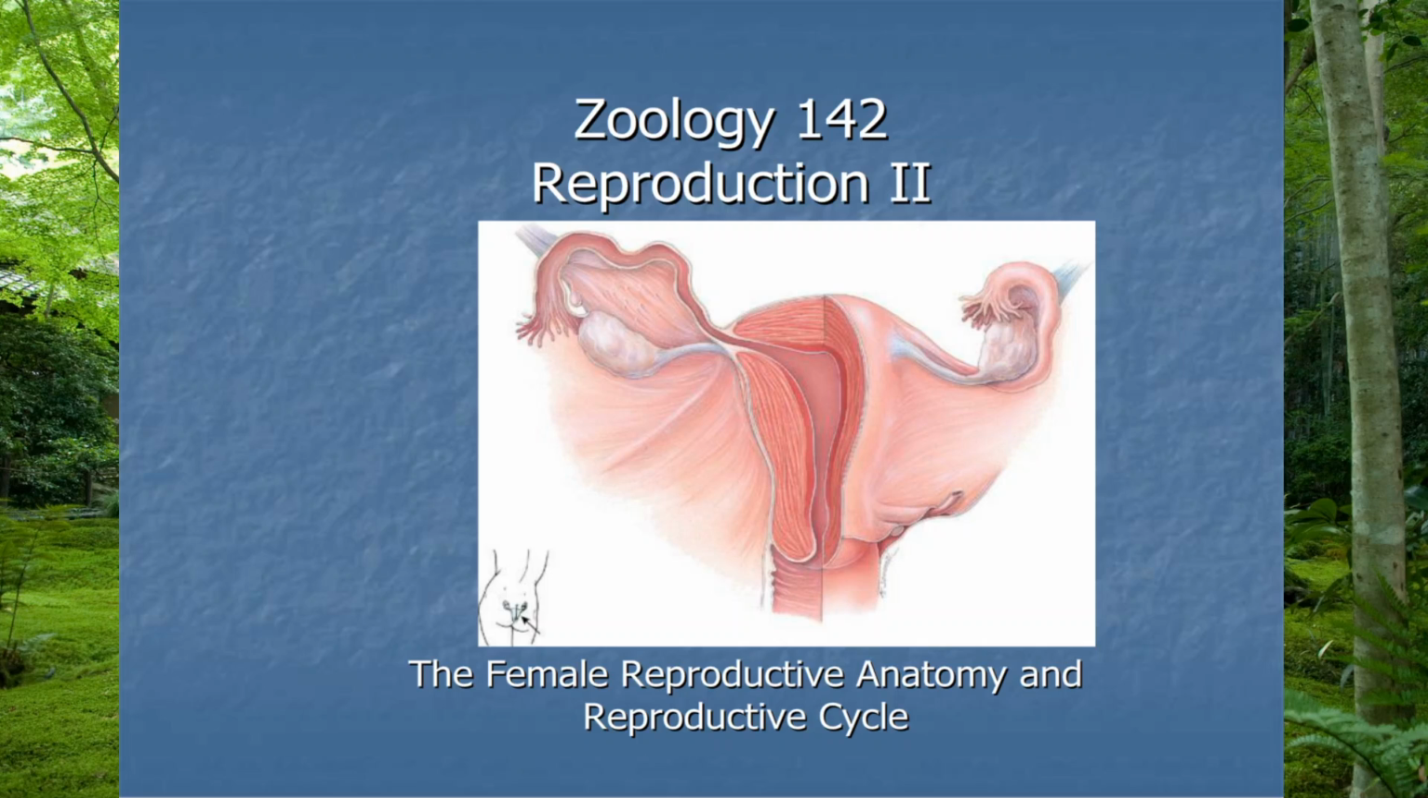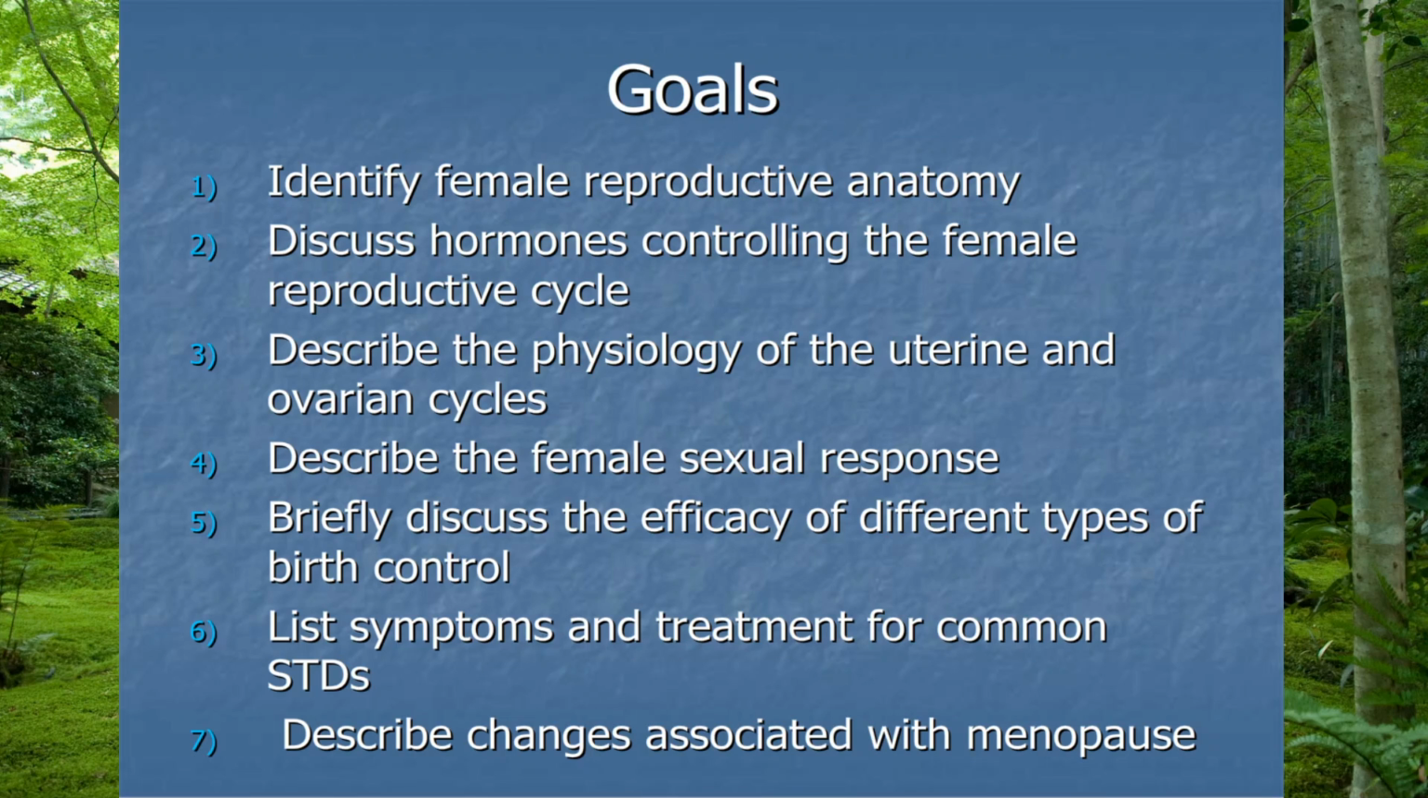This is our second lecture on the reproductive system. Today we're going to look at female reproductive anatomy and the physiology behind the female reproductive cycle. So in today's lecture we're going to identify the female reproductive anatomy. We're also going to discuss the hormones which control the female reproductive cycle. We're going to describe the physiology of both the uterine and ovarian cycles and briefly describe the female sexual response.